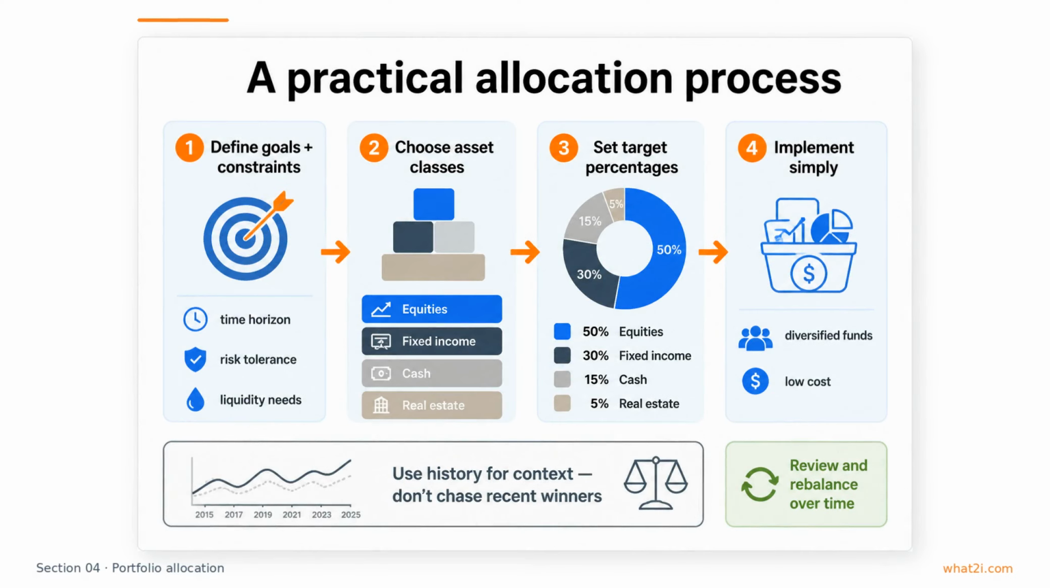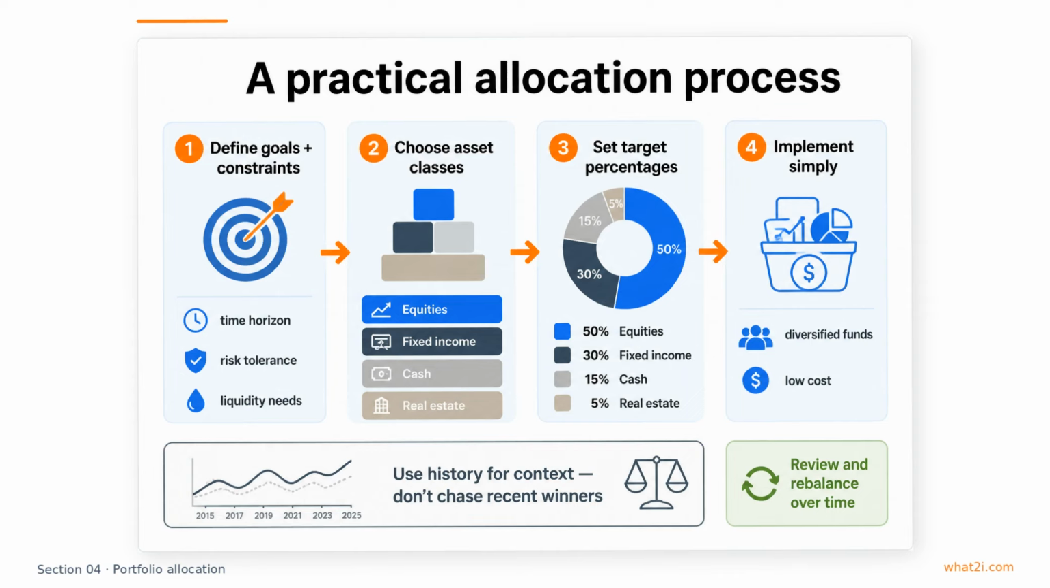A practical allocation process begins with defining goals and constraints clearly. Once that foundation is set, choose the broad asset classes you want in the portfolio. Then assign target percentages to each based on the role they play in growth, defense, income, or liquidity. After that, implement the plan as simply as possible, often with diversified and low-cost funds.